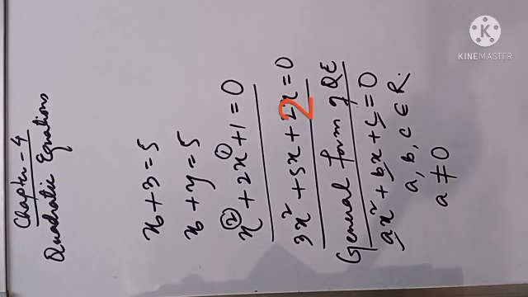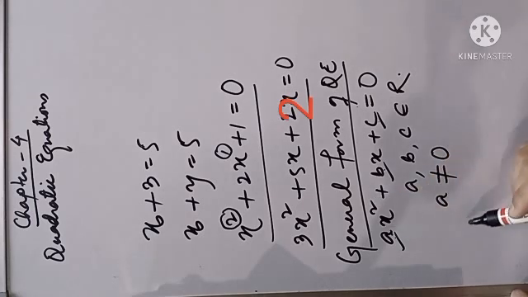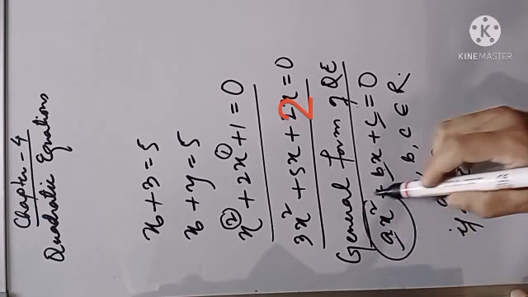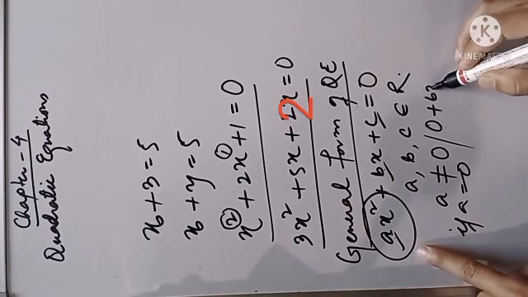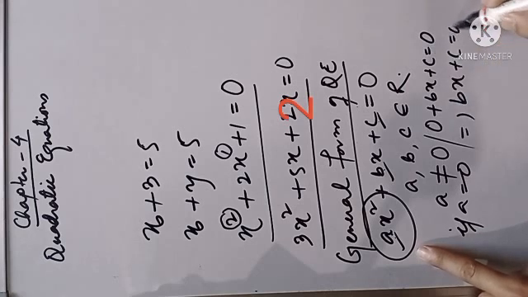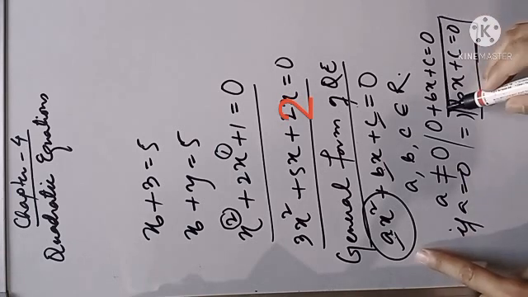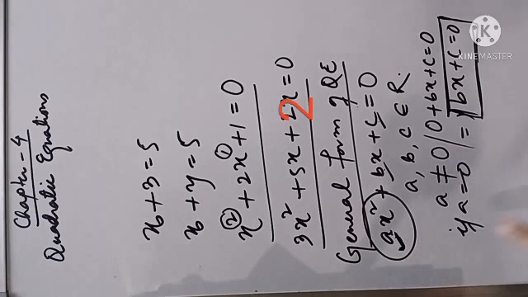If a is 0, what happens? If a is 0, then this part becomes 0. So we have now 0 plus bx plus c equal to 0. That means bx plus c equal to 0. But finally, what do you get? When the value of a is 0, it is no more a quadratic equation. It becomes a linear equation. Therefore, this value of a should not be 0.